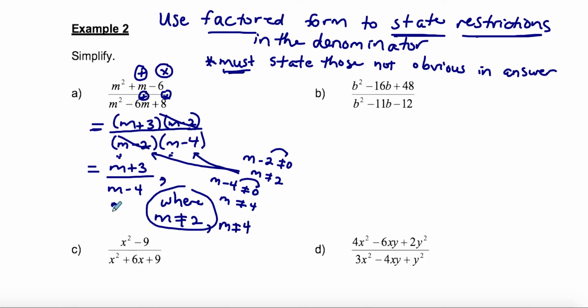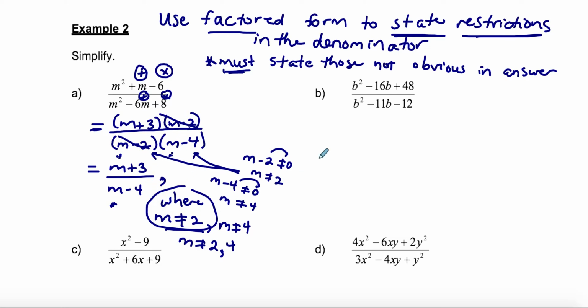Some teachers, maybe your grade 12 teacher, they're going to say, okay, I want you to state all the restrictions. They might say m cannot equal 2 or 4 with a little comma. I'm really just wanting you to for sure say that m cannot equal 2 because it was canceled out and I can't see it anymore. So we'll try another one. I hope that made sense.